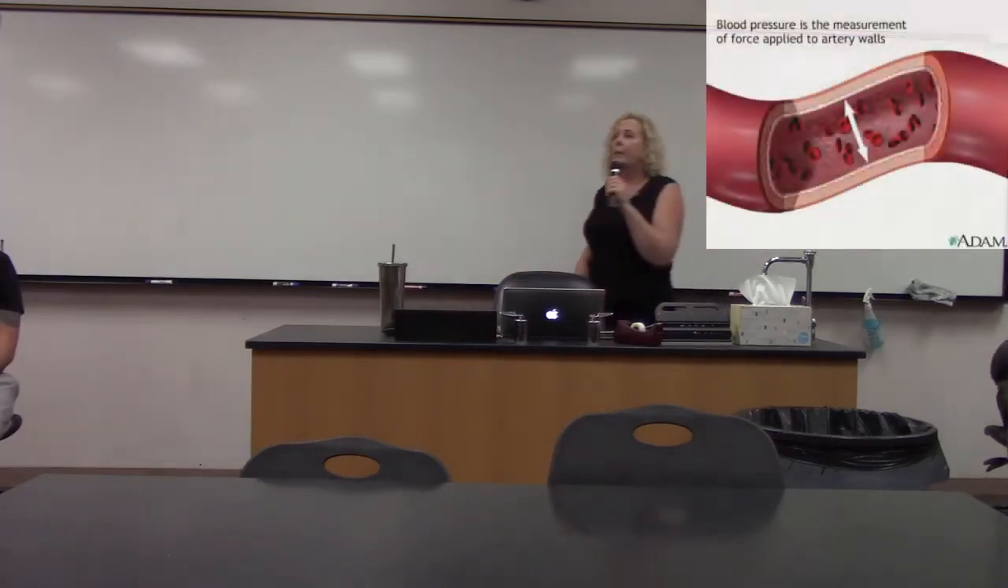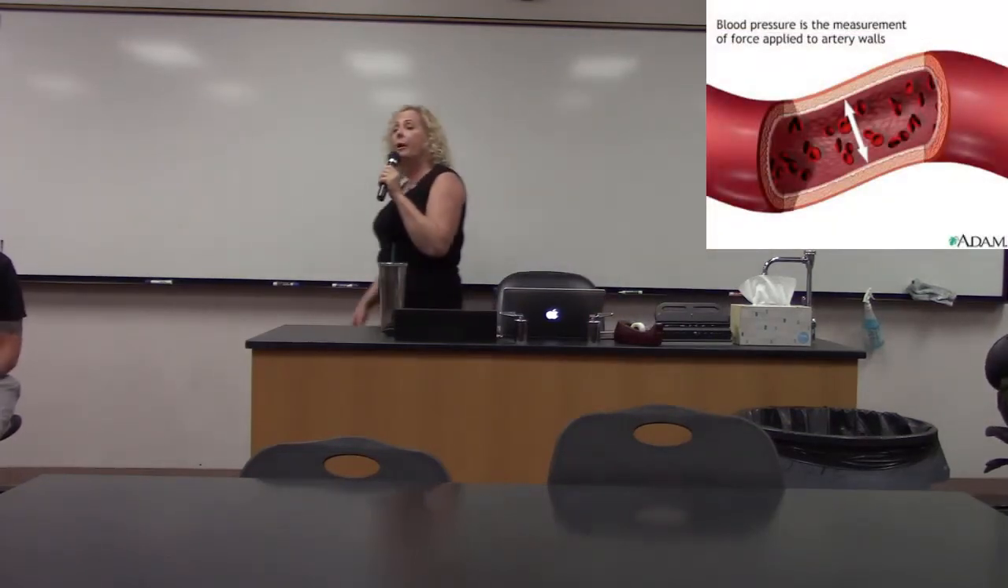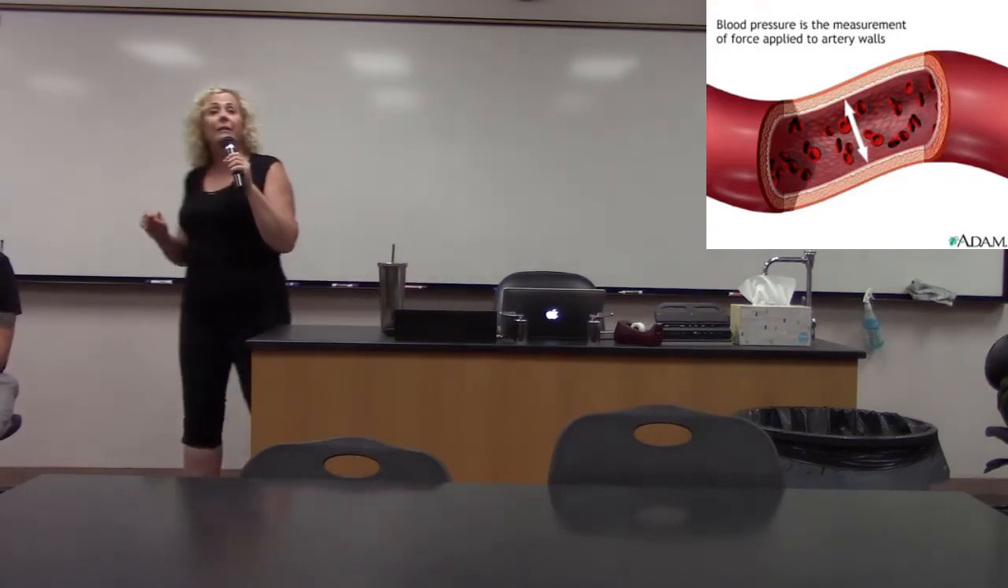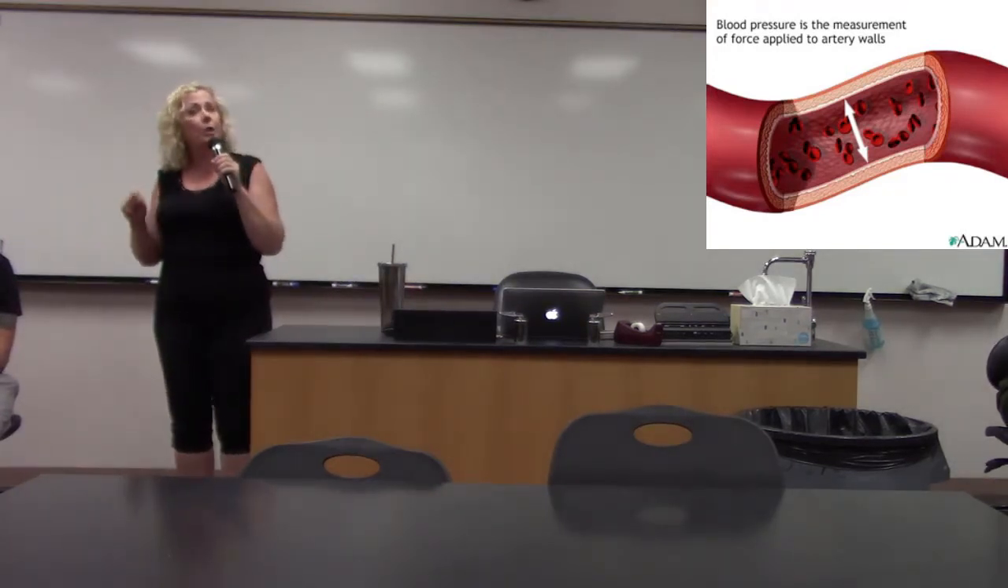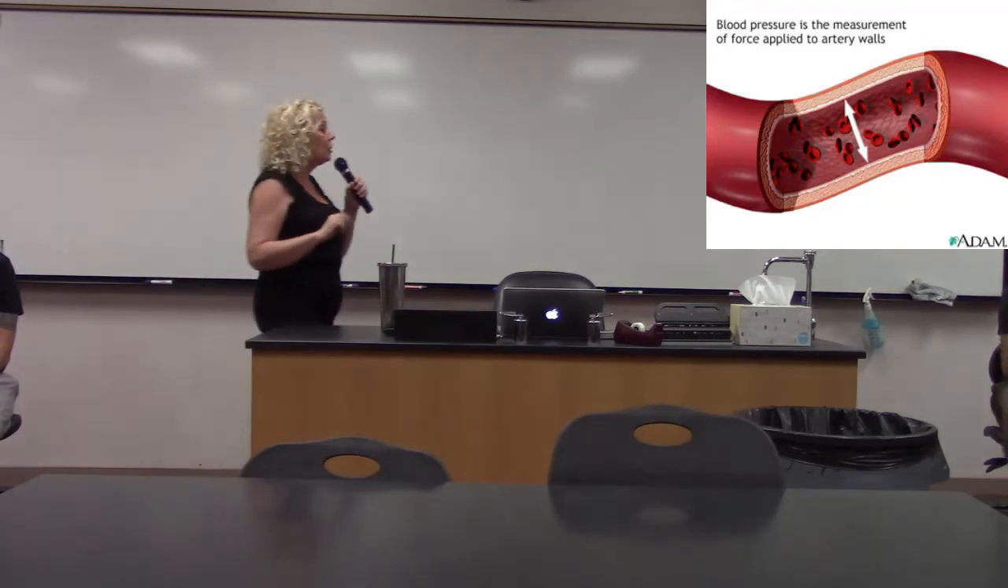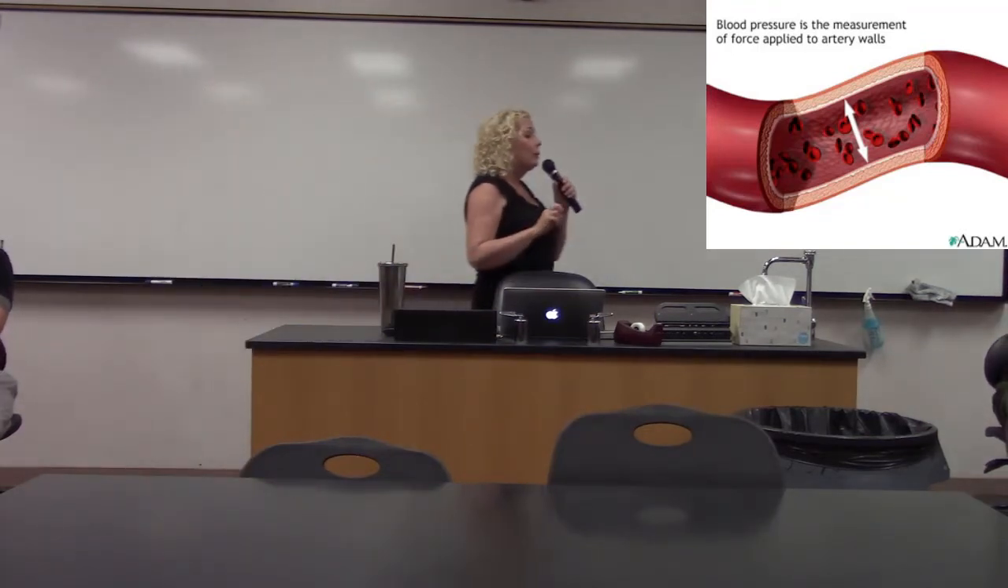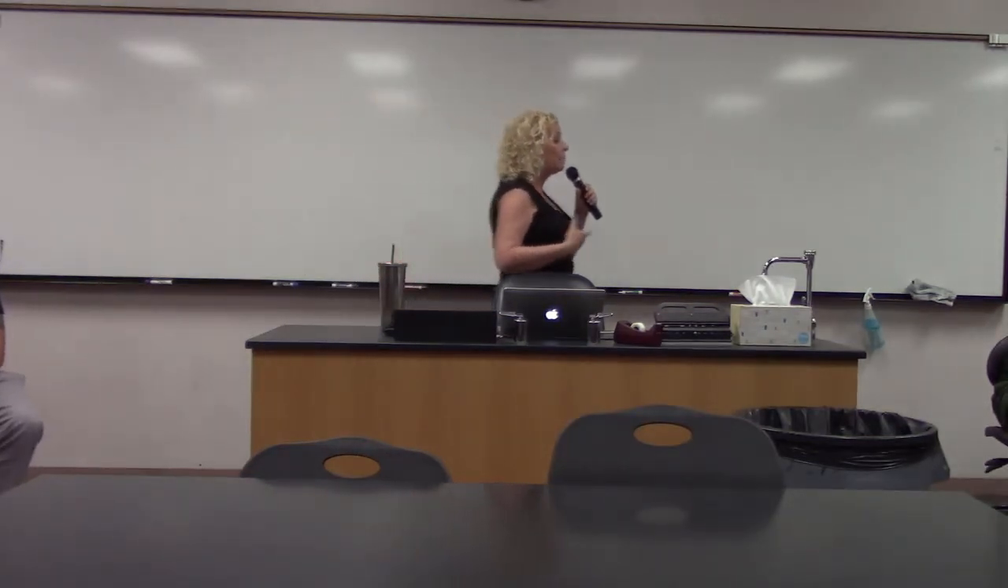So when we talk about blood pressure, we're talking about the pressure of the blood only in the arteries. So we're going to talk about why we're looking at pressure only in arteries. We do not measure blood pressure in veins. We do not measure blood pressure in capillaries. So let's look for a minute at the differences between an artery, a vein, and capillaries, and then we'll talk a little bit more about what blood pressure is and how it works.